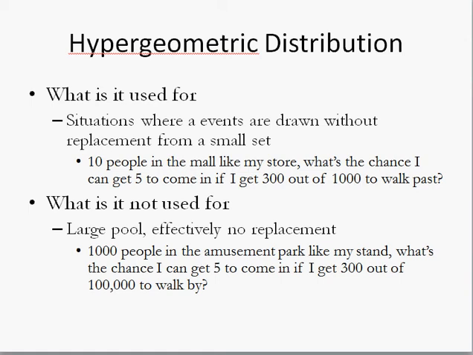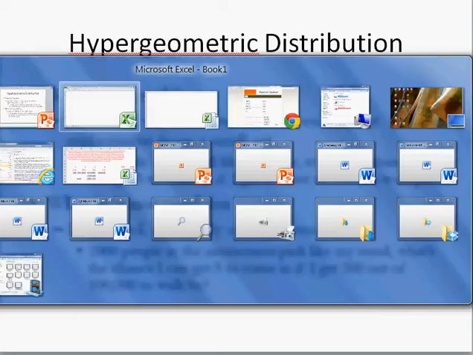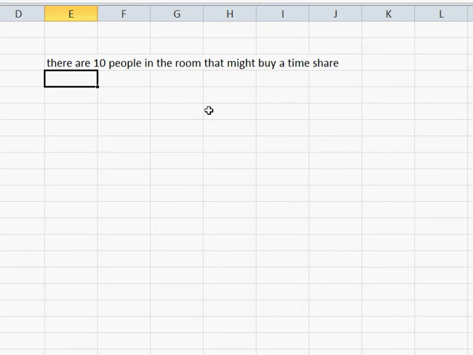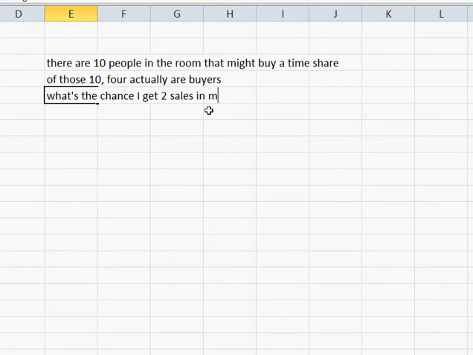So let's do an example of a hypergeometric question. Let's suppose that you're a salesperson working at a timeshare sales opportunity. There are 10 people in the room that might buy a timeshare, and of those 10, 4 actually are buyers. So we can ask, what's the chance I get 2 sales in my first 3 attempts?